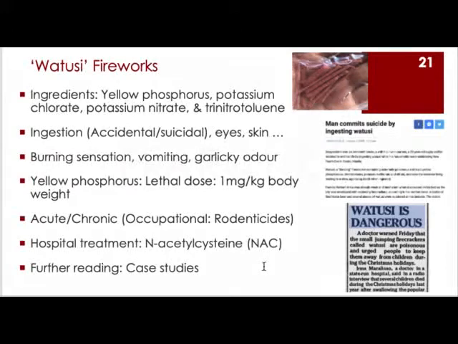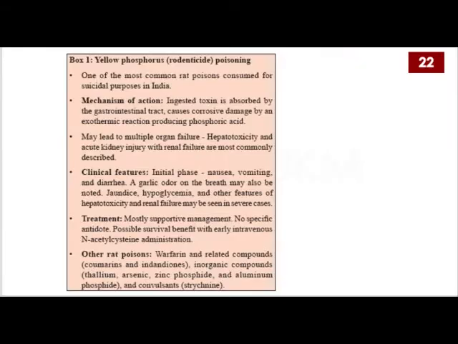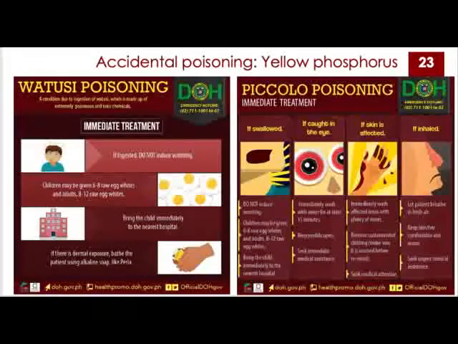To bind and detox the whole system and get the yellow phosphorus out of it. And you can read more in the case studies as well. There are also some warnings which I found, and I think this is also from the government side. This is mainly for an issue in India as well. It can cause nausea, vomiting, and possible survival benefit from early IV NAC, right? There's also some recommendation from the Department of Health of the Philippines.